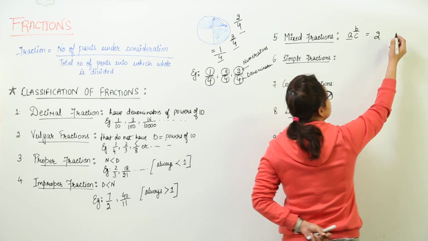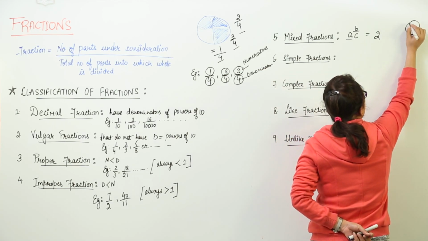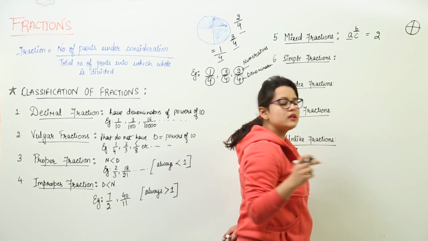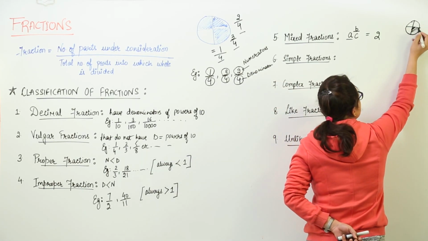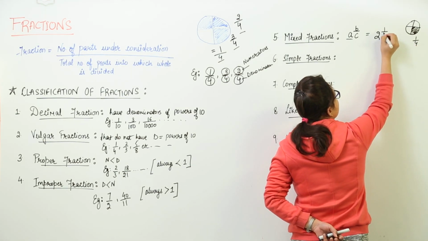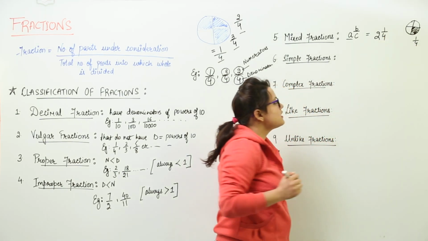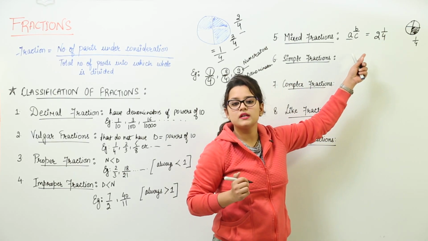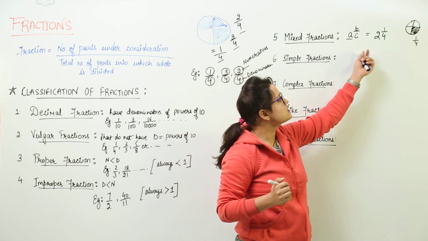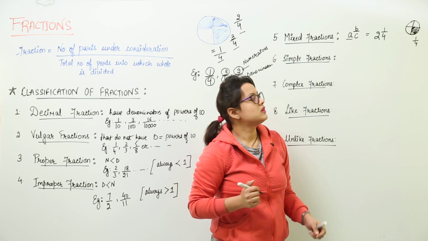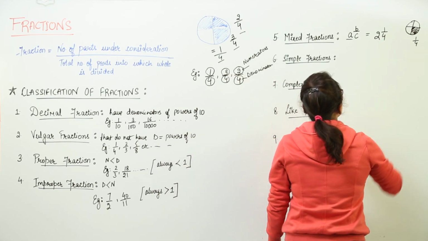Say for example that last pizza had 4 parts, and you ate 1 out of that. So how much have you eaten in total? This would be 1 upon 4. So the fraction will be represented as 2 whole 1 by 4. So this is how you represent mixed fractions. Mixed fractions have a whole part and some fraction part also attached to it, right? This was the example for the mixed fraction.